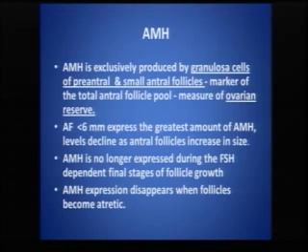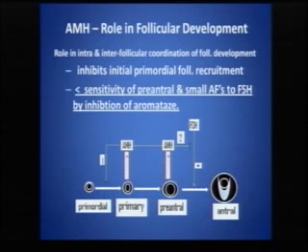It is produced almost exclusively by the granulosa cells of the preantral and small antral follicles, and this morning Professor Hamburg very beautifully illustrated this and showed the staining in these granulosa cells of the preantral and small antral follicles. As the follicle grows and becomes FSH dependent in the ovulatory stage, the AMH is no longer expressed, and it's no longer expressed in atretic follicles also.